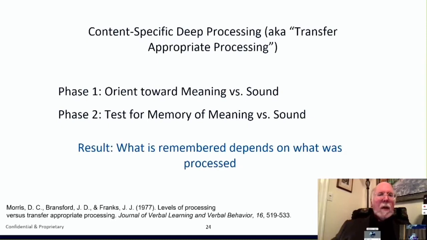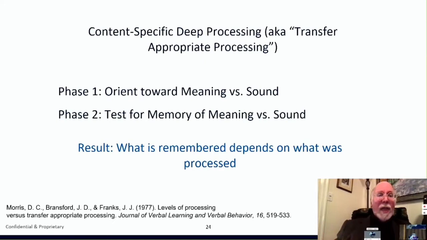Content-specific deep processing. It's also called transfer-appropriate processing. What you remember depends on what you process. So one study, actually there's been several, will have people go through a list and either decide whether each word rhymes with another word, listening, paying attention to the sound, or decide on its meaning. And then later, they're given a cue, whether it rhymes with something or meaning. It turns out that the effectiveness of the cue depends on what they were oriented towards in the first place.